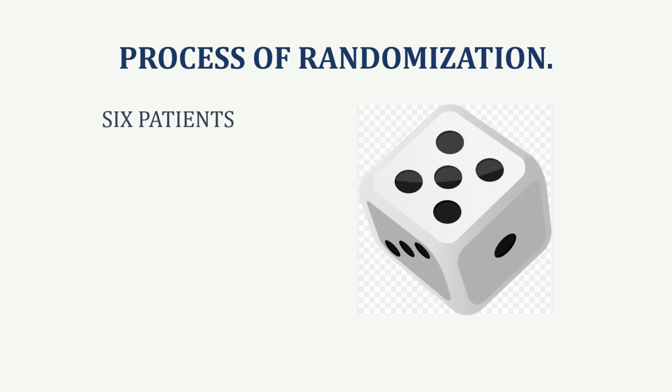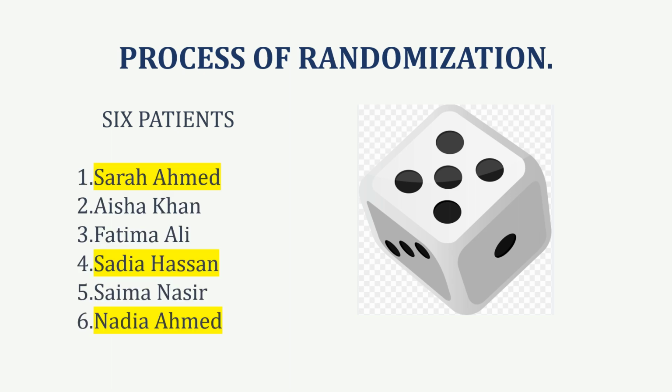So the concept of randomization is similar to that of throwing a dice. When you throw the dice, you can get a number 1, 2, 3, 4, 5, or 6. So supposing that you have a list of your patients, and you throw the dice and you get the number 6. That means that number 6 is now going to be the intervention group.